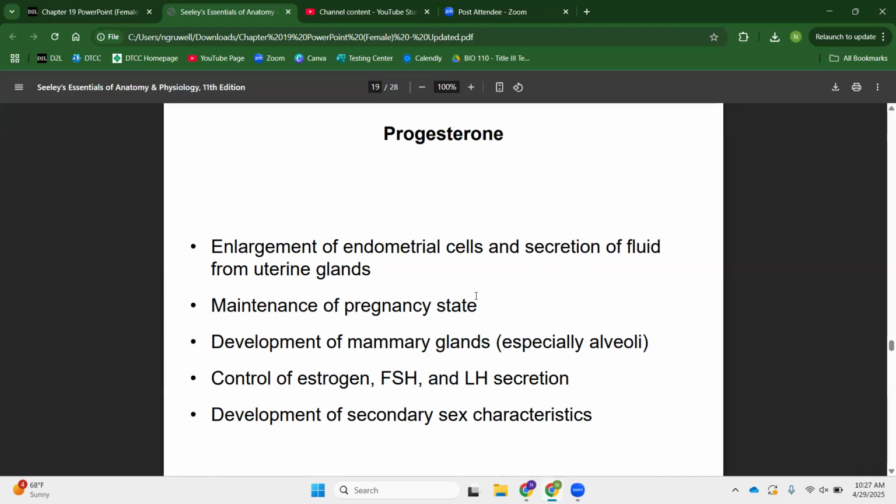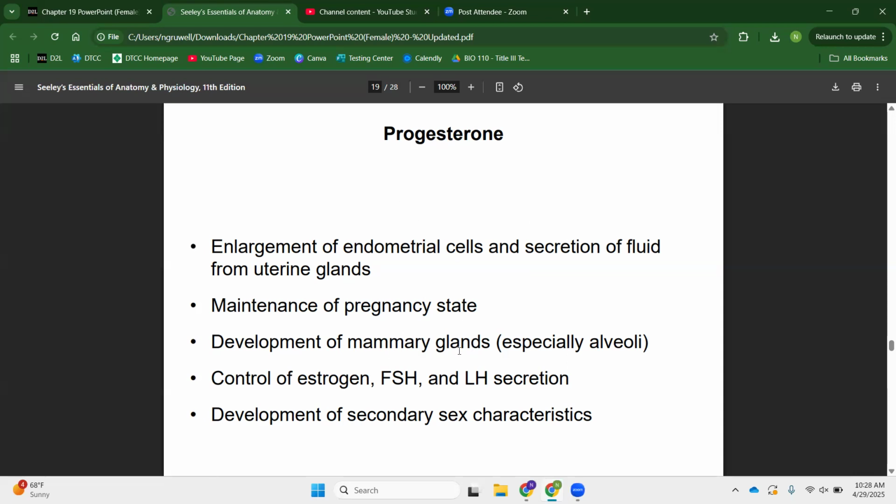So, like I said, I've said this a couple times. We'll talk about the cycle at the end of this lecture. But if we don't have implantation, progesterone and estrogen kind of drop off a cliff. The levels go down very quickly. If implantation does happen and we need the female system to maintain the pregnancy state, prolonged secretion of progesterone and maintaining progesterone levels is primarily responsible for that.